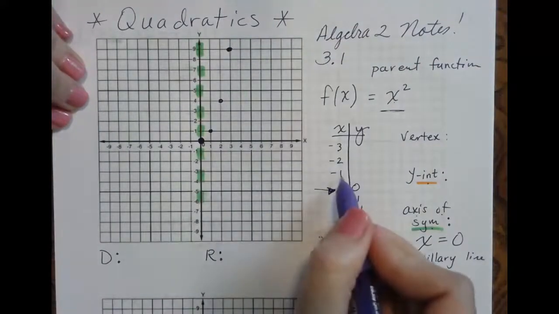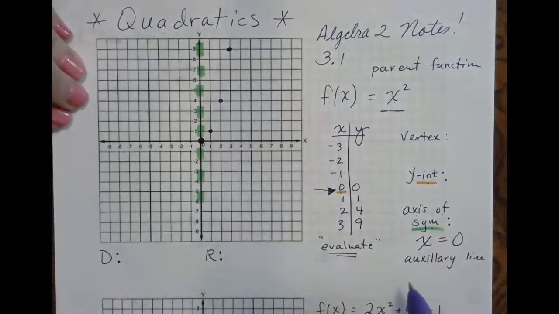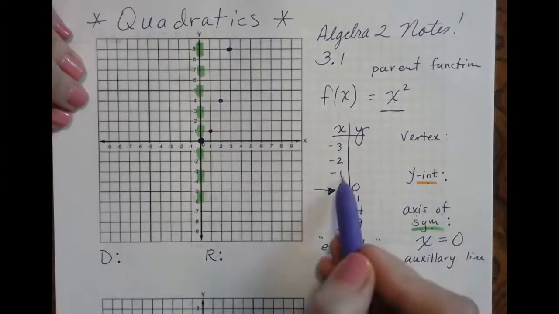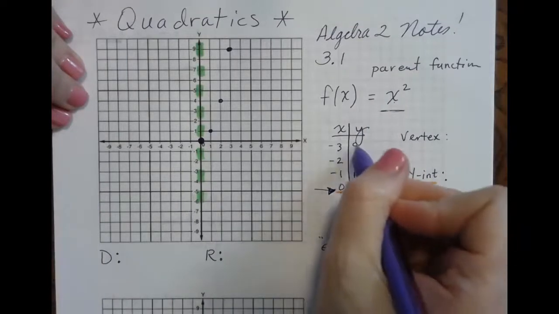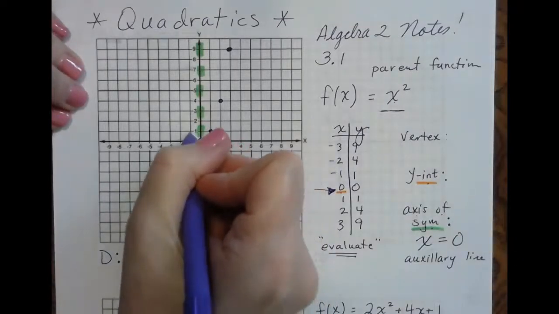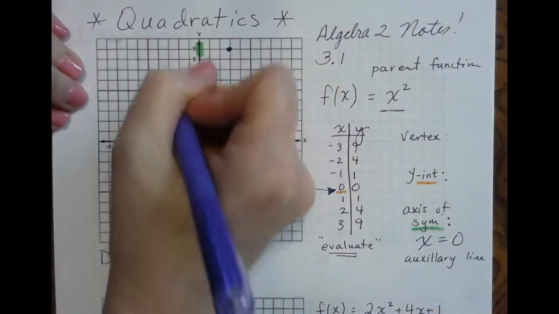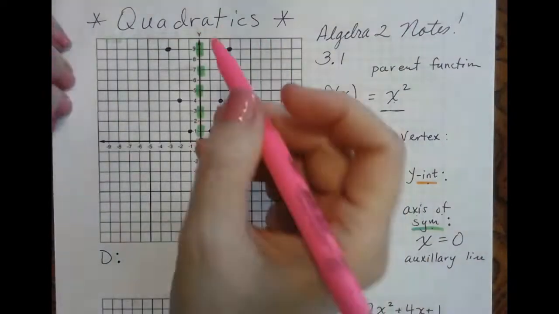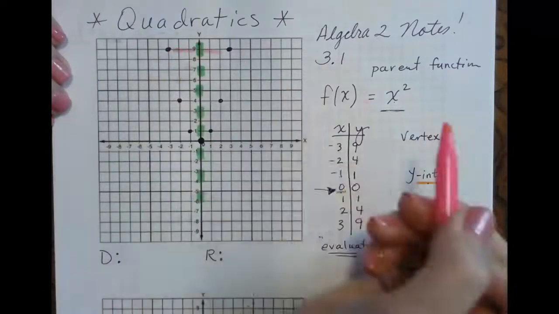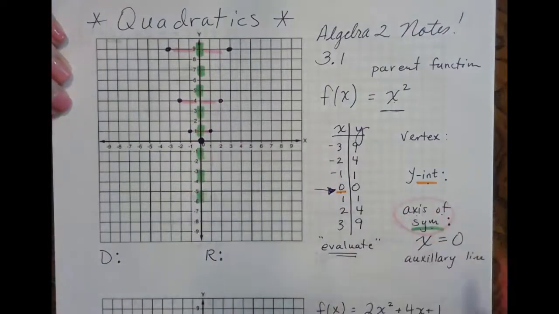All right, let's plug in the negatives. Remember, this is the squaring function. So when we evaluate, we're just going to be squaring our input values. Negative 1 squared is 1. Negative 2 squared is 4. Negative 3 squared is 9. So back 1, up 1. Back 2, up 4. Back 3, up 9. And I'm also hoping that you're noticing that these points are mirrors or reflections of each other. Why? Because they are over that axis of symmetry.